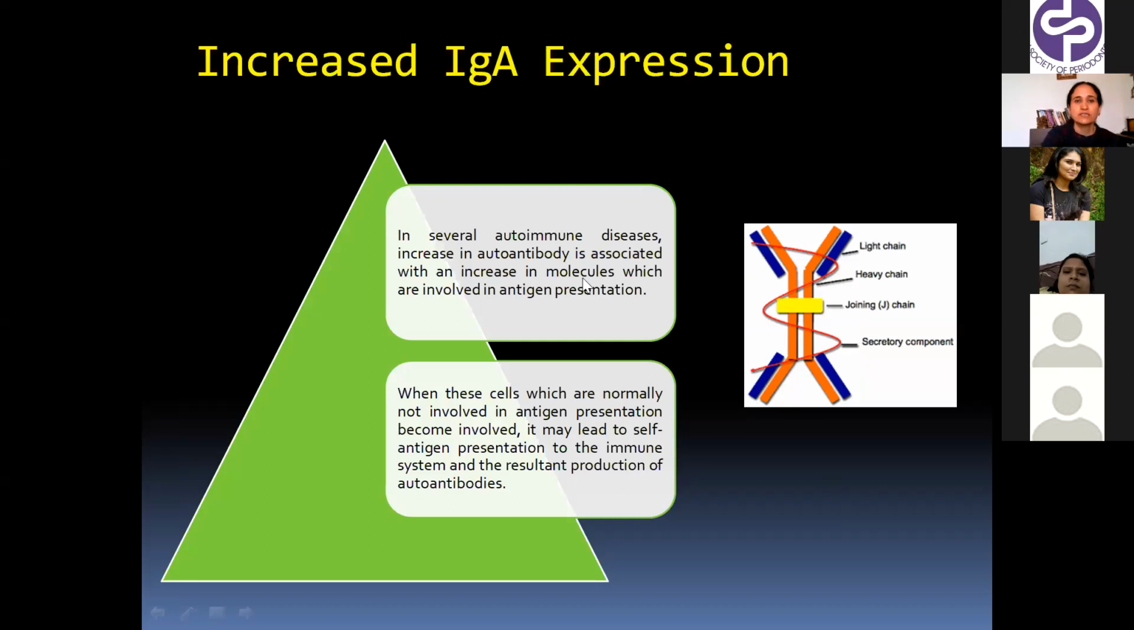In several autoimmune diseases, we see that there is an increased production of IgA, and they keep on being elaborated on the epithelial surface, and there is epithelial damage in those. So this is a part of the autoimmune system where there is more elaboration of IgA on the surface of the epithelium.